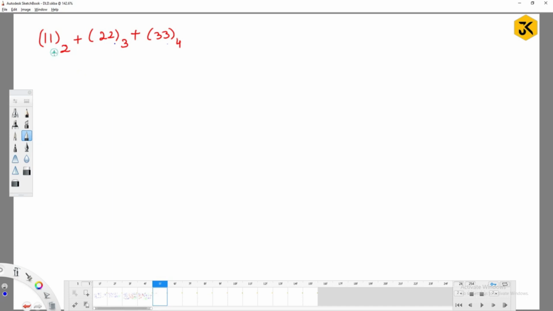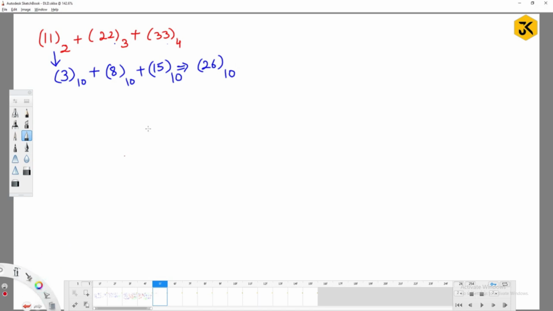So 11 base 2 in decimal number system is 3, that is 3 base 10. 22 base 3 in decimal number system: 2 into 3 is 6, 6 plus 2 is 8, that is 8 base 10. Plus 3 base 4, which is 12 plus 3, 15 base 10. Now all are in decimal number system, and it is easy for us to solve. So 3 plus 8 plus 15 is 26 base 10.